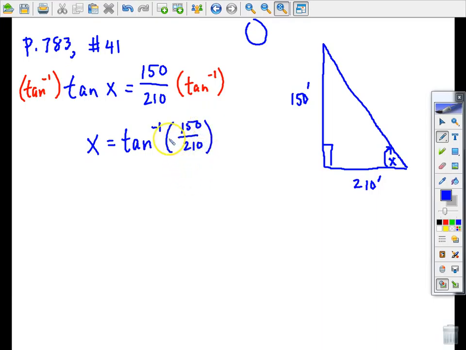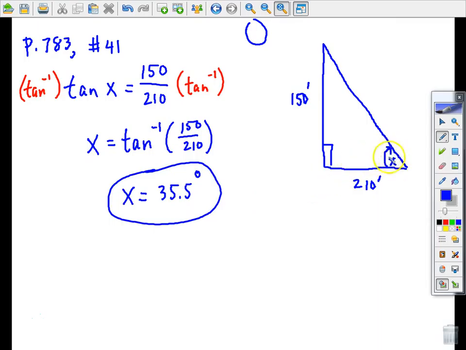So I just want you to understand my next step. When I multiply by the inverse of tangent on both sides, I will be doing this in my calculator. All right, and we're going to round this to the nearest tenth. So grab your calculator and do second tan of 150 divided by 210. And that is 35.5376 and on, but rounded to the nearest tenth, it's 35.5 degrees. So that would be my answer to this angle of elevation problem.